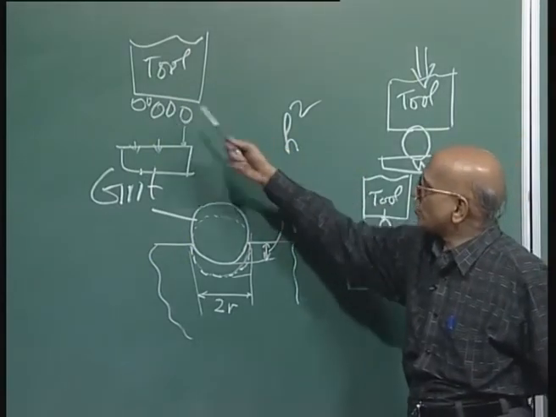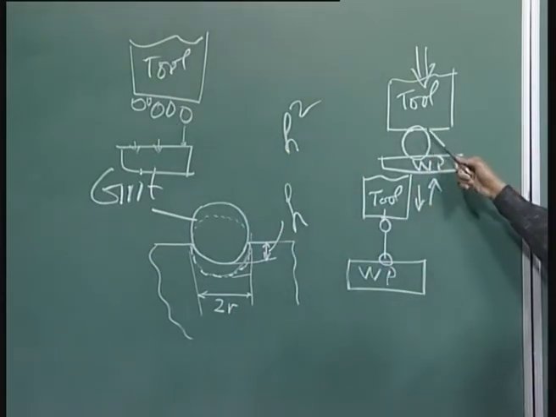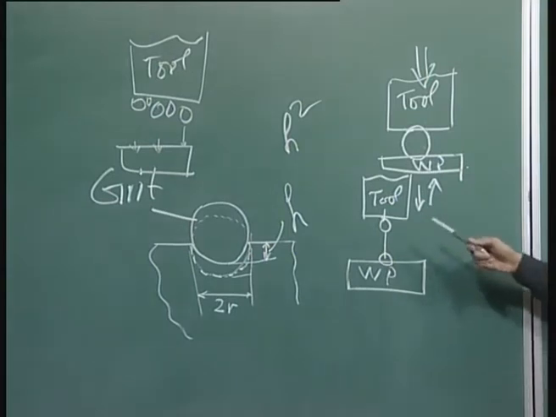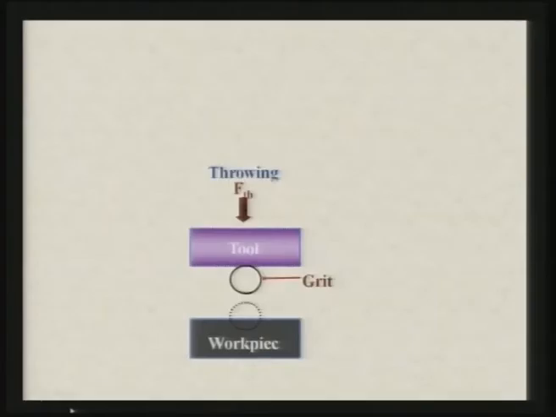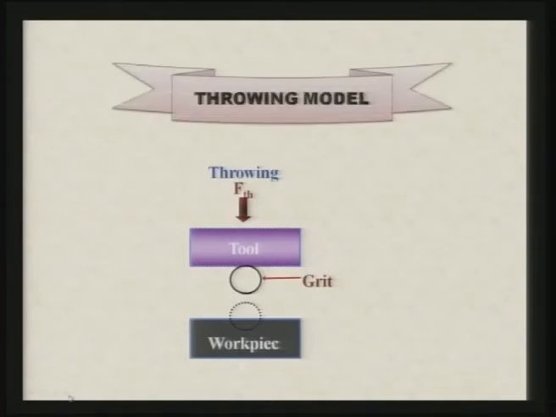This is the throwing model and this is the hammering model. As you can see clearly, the grit is thrown by the tool and it is penetrating inside the workpiece. F TH is the force acting when the tool is hitting the abrasive grit in the throwing model.